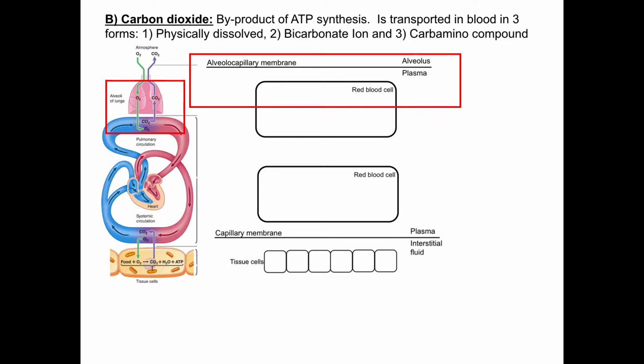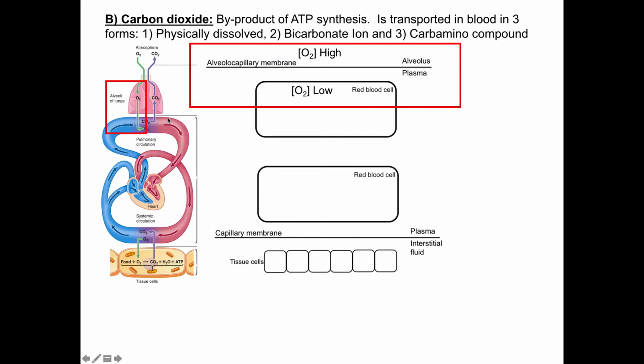So first we need to talk about the exchange of oxygen and CO2 between the lungs and the pulmonary capillaries. So here's our alveolo-capillary membrane, and then above this would be the air, and then here's the capillary membrane, and here's my plasma.